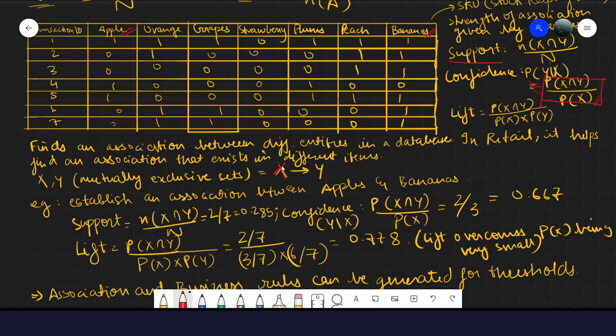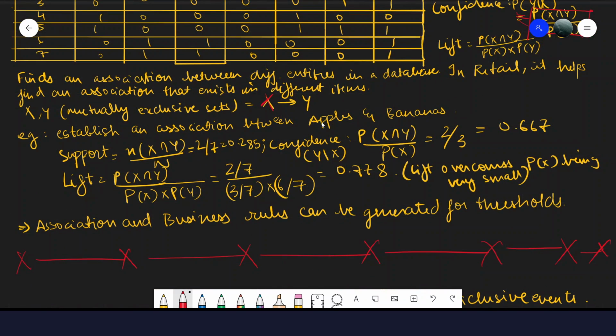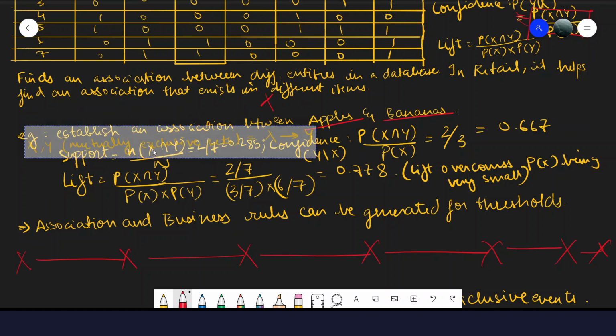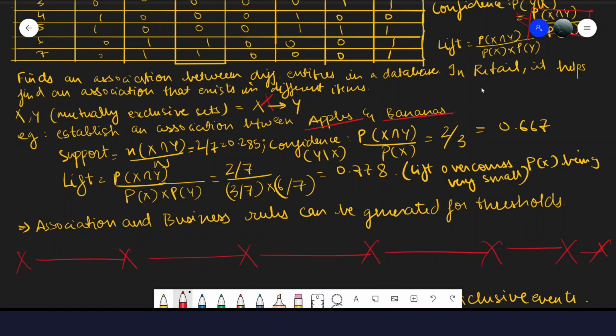So let's try and establish an association between apples and bananas. Okay. Support over here is n of X and Y, right?